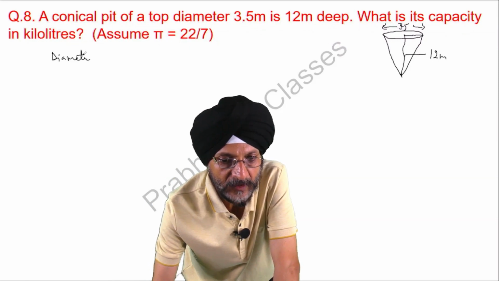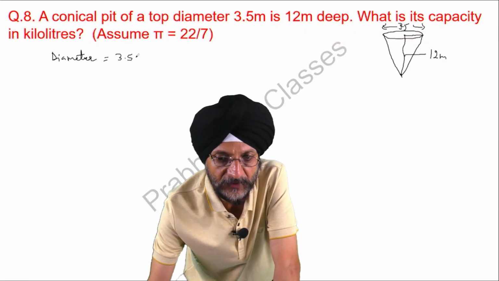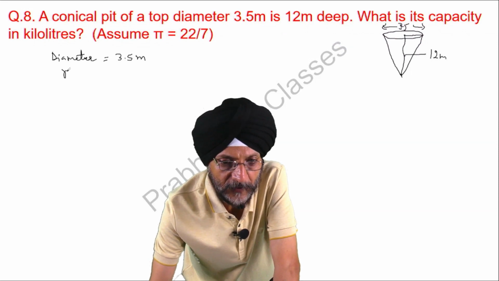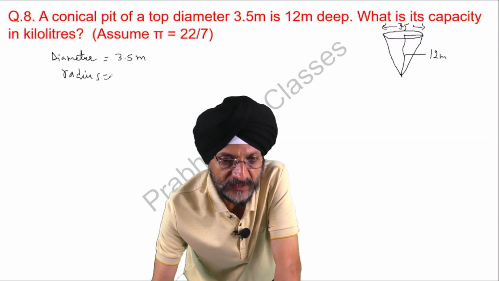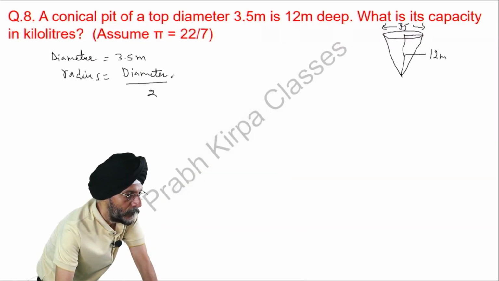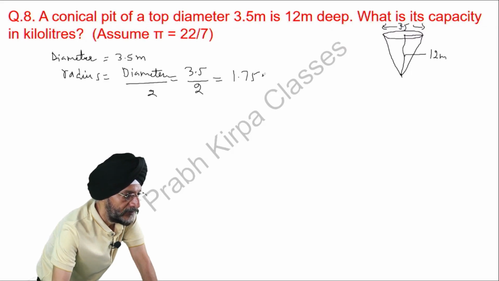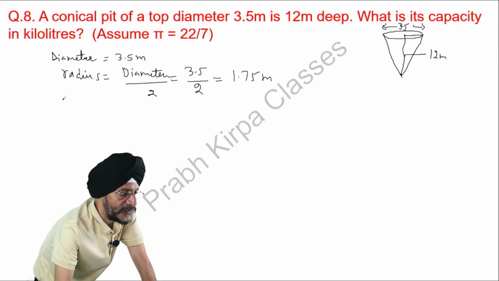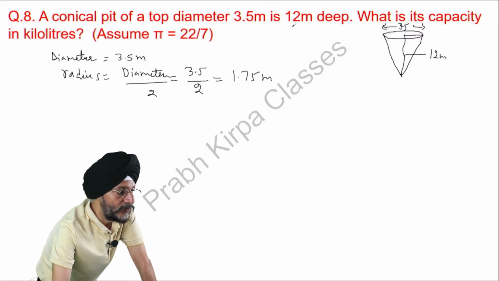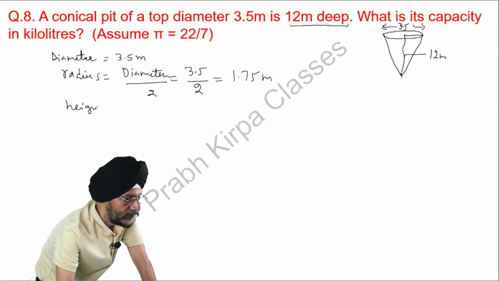So here diameter is equal to 3.5 meter. We know that radius is half of diameter, diameter over 2. So what is the value of diameter? 3.5 divided by 2. It is 1.75 meter. This is the value of radius. Now it has been written that the conical pit is 12 meter deep. Deep means height.